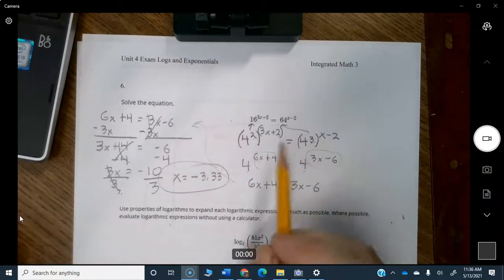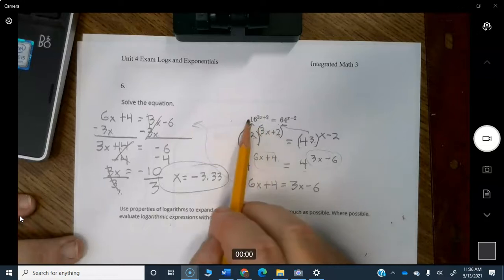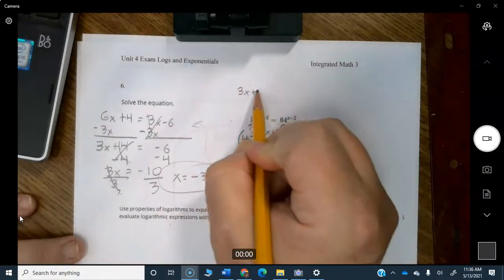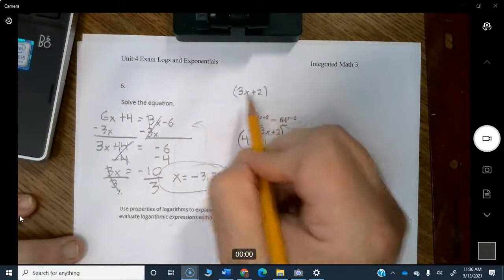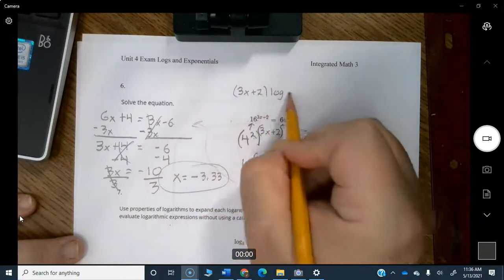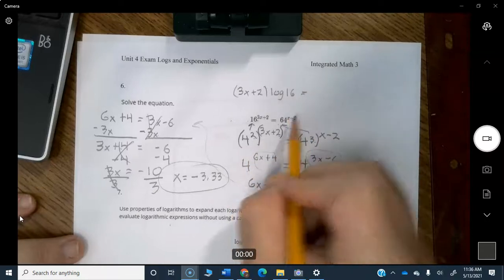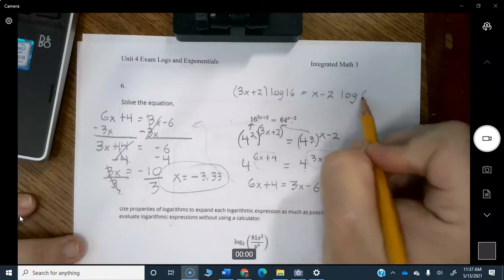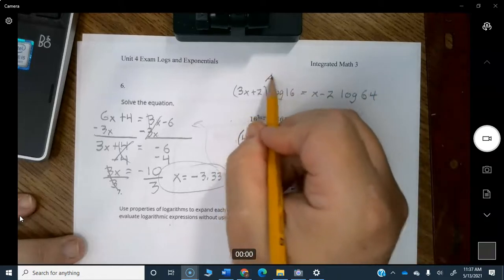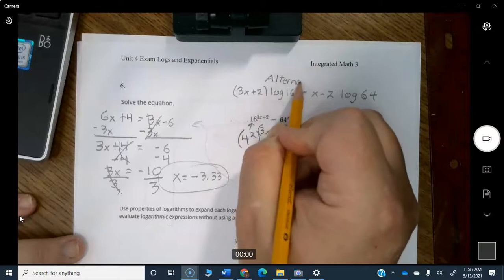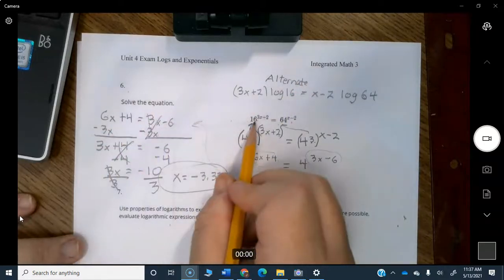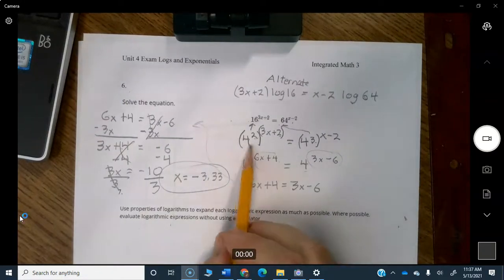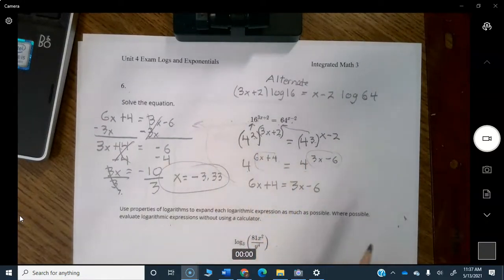Okay, so again, use common base, or you could have done this, put logs out in front of this, and then done this, 3x plus 2 times log of 16 equals, bring that out in front, x minus 2 times log of 64. Okay, that's an alternate way. But problem number 6 on the test is going to be a common base situation like that. Okay, just have to figure out what that common base is. In this case, it was 4. On the test, it'll be something different.